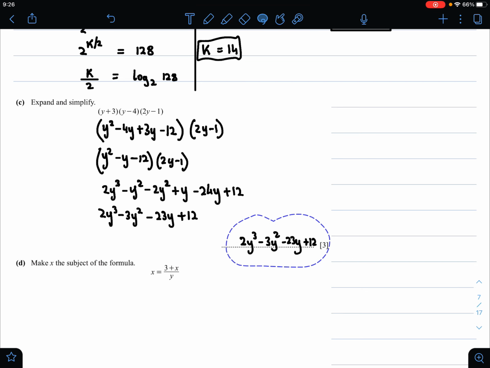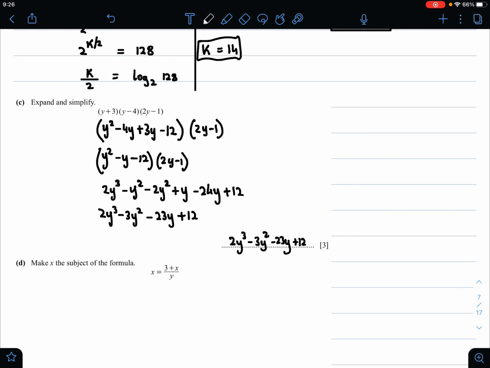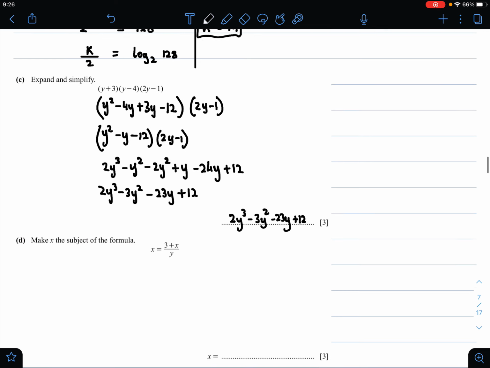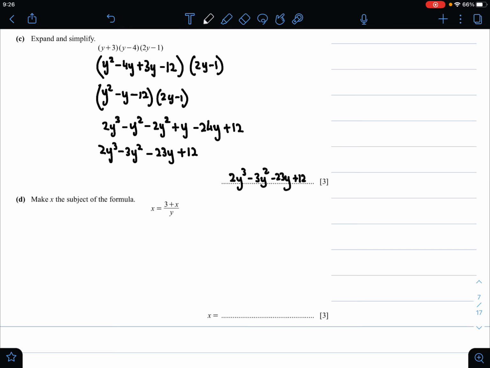Just move this a bit here. Yeah. So this will be our final answer for part C. Now let's move to part D. So for part D, they are asking us to make x the subject of the formula. So let's take y to the other side of the equation first.